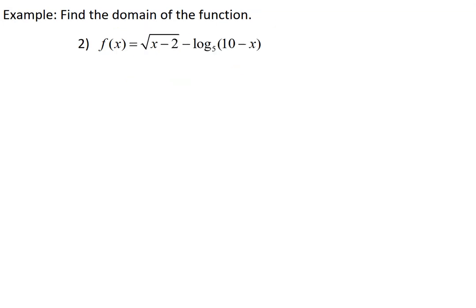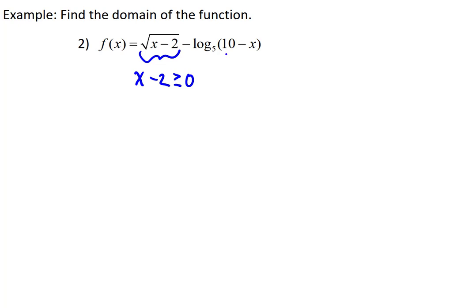For our second example, let's find the domain of the following function. It reads as f of x equals the square root of x minus 2 minus log base 5 of 10 minus x. So let's consider a couple pieces to this function, and we're going to have to treat them separately. The first piece was the root, and as we've seen in the past, that means what's underneath the root cannot be negative. So we should say that x minus 2 has to be greater than or equal to 0 in order for that piece of the function to be defined.